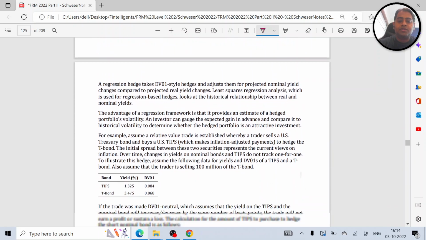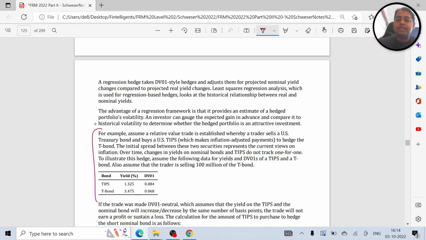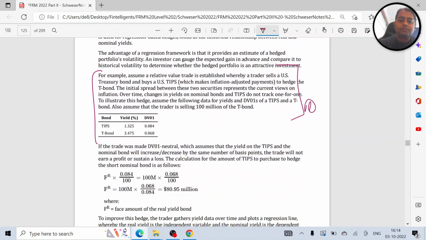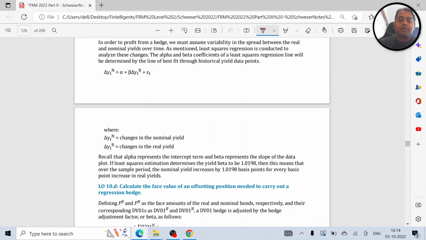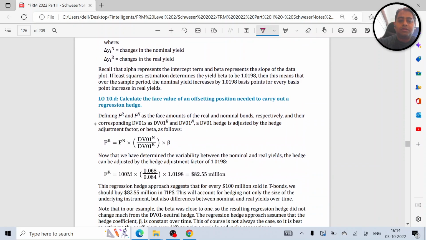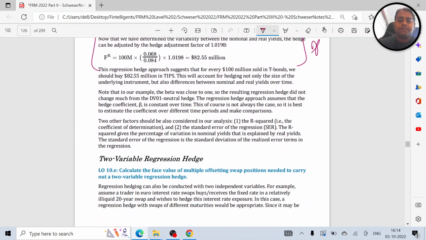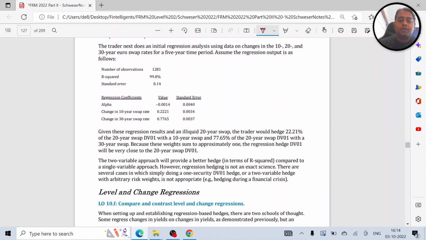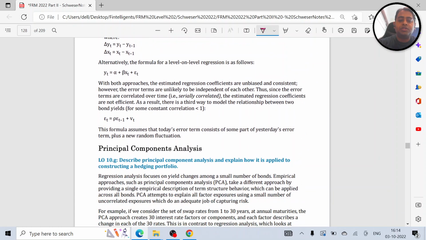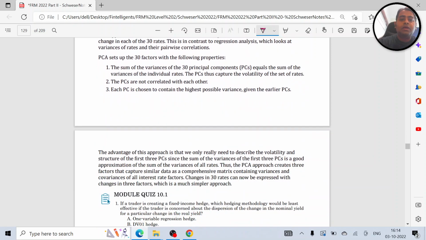Tips, regression hedge, you should read this example and how the hedging has been done. You should be clear on that part. Hedge factor, this part, marking it as star. Two variable approach is okay. Level and change is okay. Principal component analysis, you should read these 3 pointers.